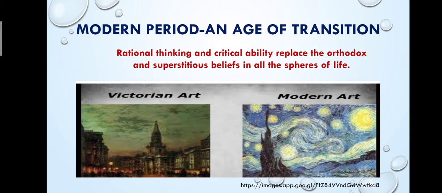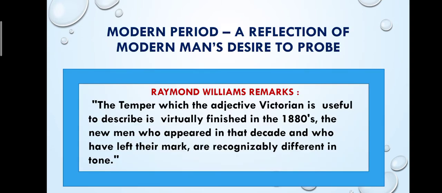Now, the modern period is also known as an age of transition. The simple beliefs and ideologies of the Victorian age are replaced by rational thinking and critical ability of people during the modern period. There is great transformation in all the spheres of life. Authority was questioned, religious beliefs were challenged, and moral codes and beliefs were also under interrogation. Art, culture, literature and almost everywhere a change was reflected. The modern period is entirely opposite from the Victorian period, as it reflects modern man's desire to probe.